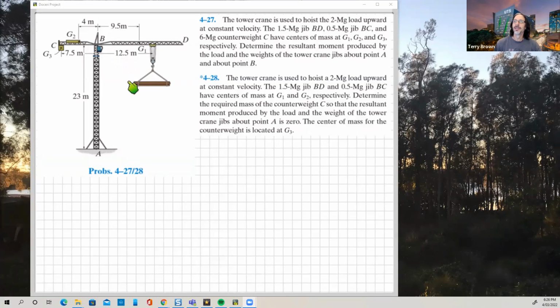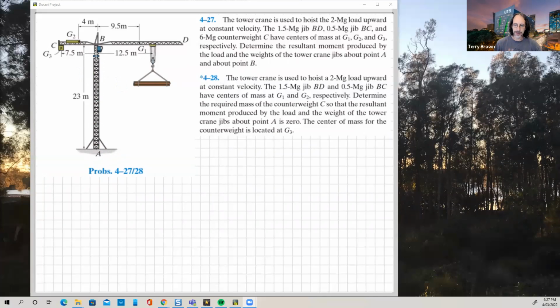All right, so determine the moment produced by the load and the weights of the crane about point A down here and about point B up here somewhere. Okay, so not really an equilibrium problem. When we look at this down here, it's kind of an equilibrium problem. All we're doing in problem 427 here is just to determine the resultant moment caused by these loads. Okay, so hopefully if there is a resultant moment, this support that we've got down here is enough to keep it in equilibrium so the crane doesn't topple over.